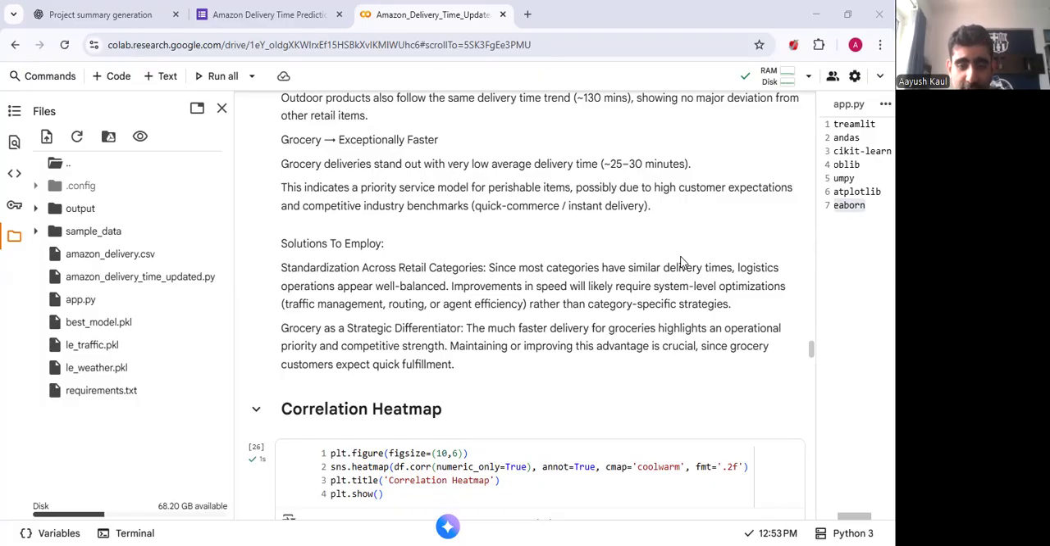Grocery, as a strategic differentiator, is a much faster delivery for grocery, which highlights an operational priority and competitive strength. Like I said, with the advent of quick commerce, it's an operational priority to deliver groceries faster. Maintaining or improving this advantage is crucial since grocery customers expect quick fulfillment.